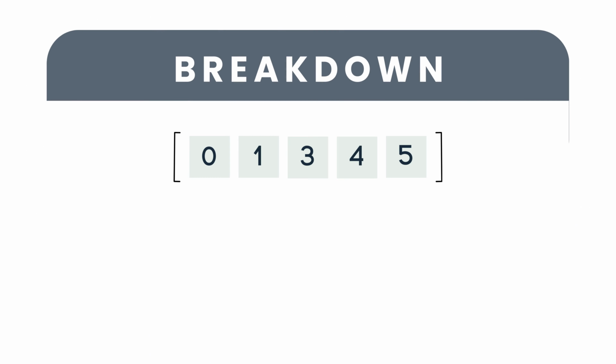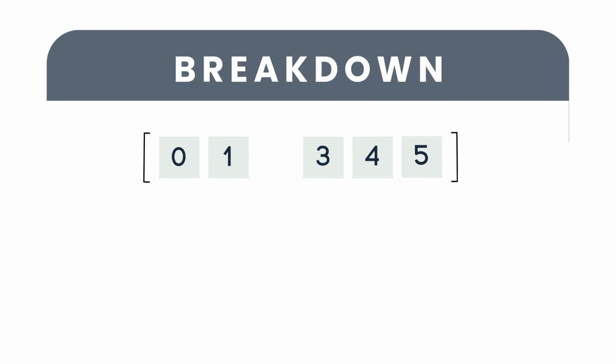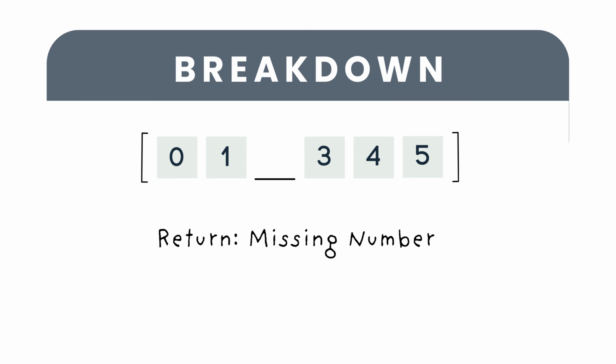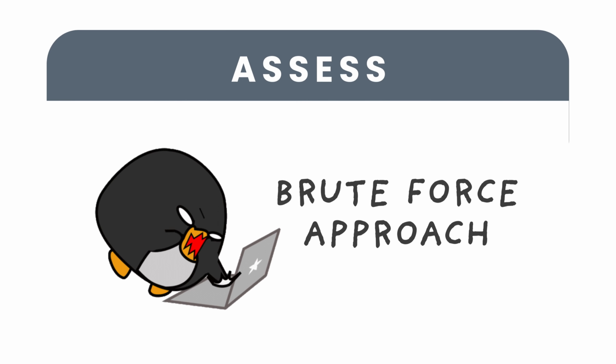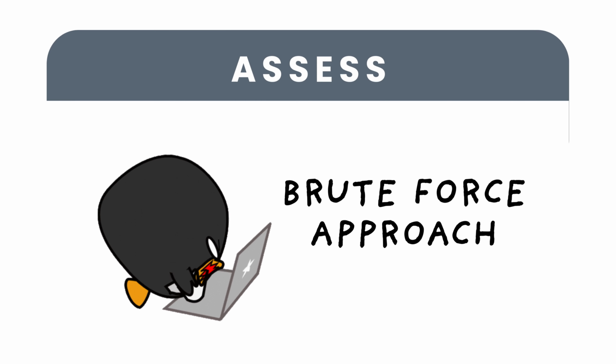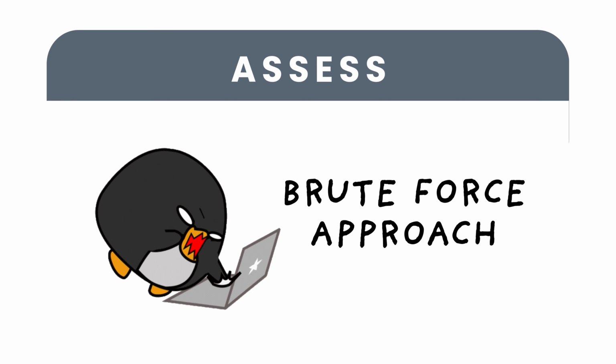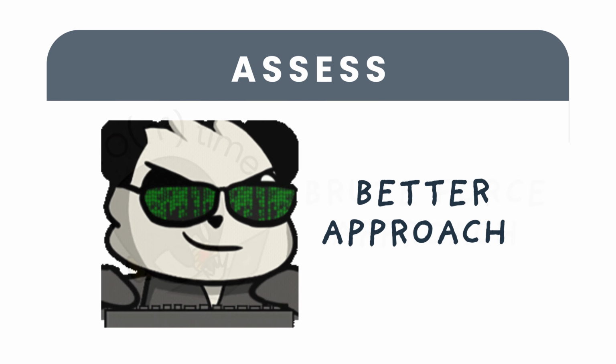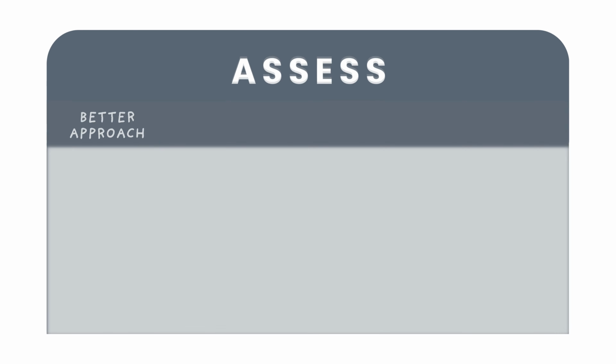Let's break it down. You're given an array containing n distinct numbers taken from the range 0 to n. There's exactly one number missing. Your task is to return that missing number. Now let's assess the challenge. A brute force approach might use a set or check each number, but that's extra space or n squared time. Can we do better? Yes, two clever ways.